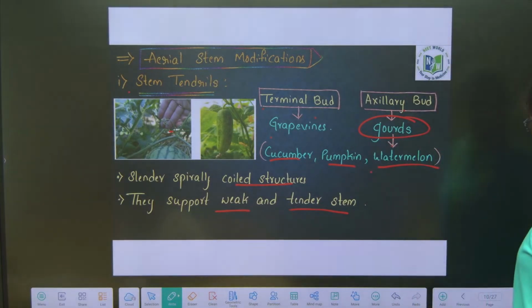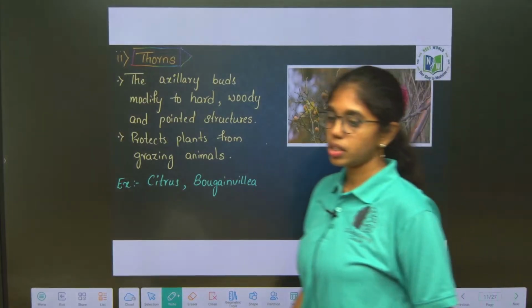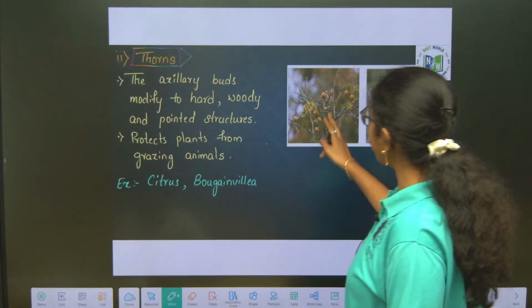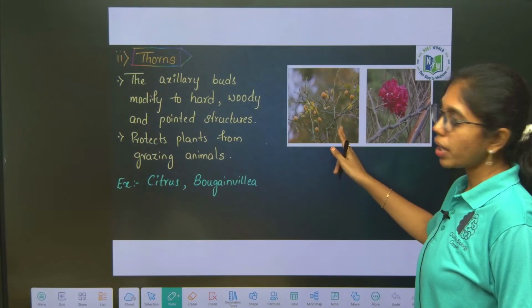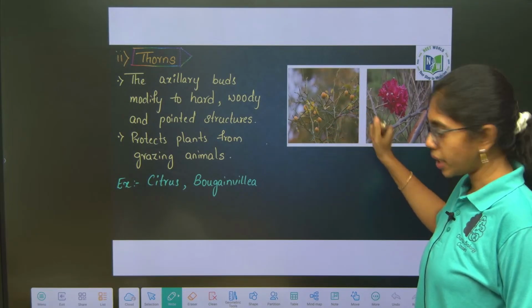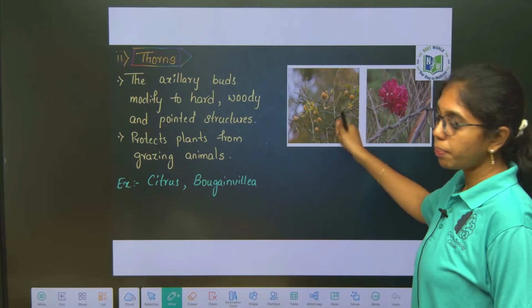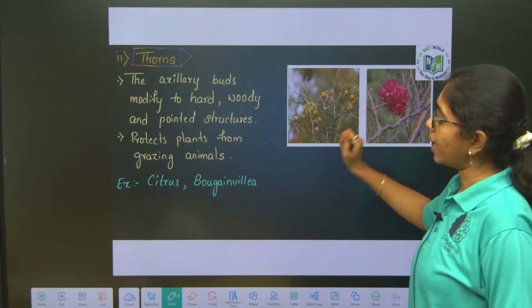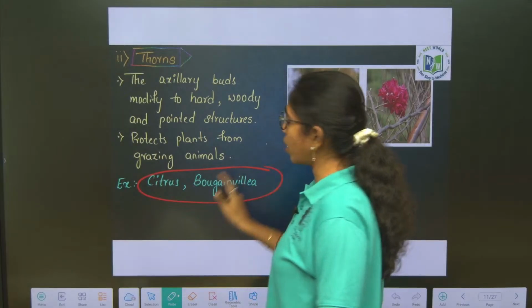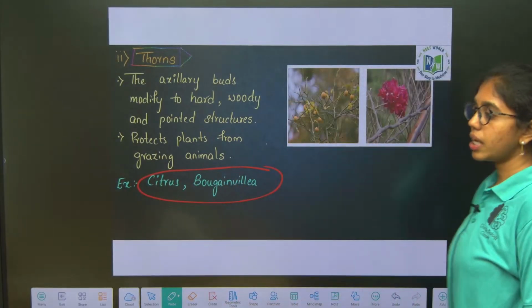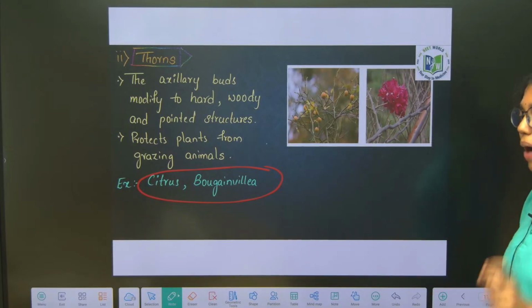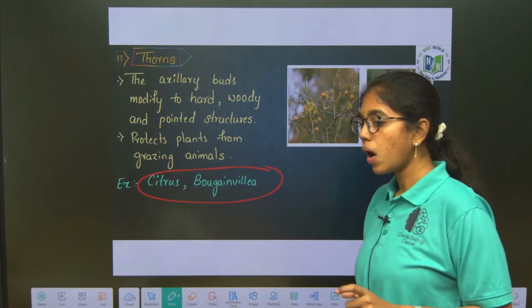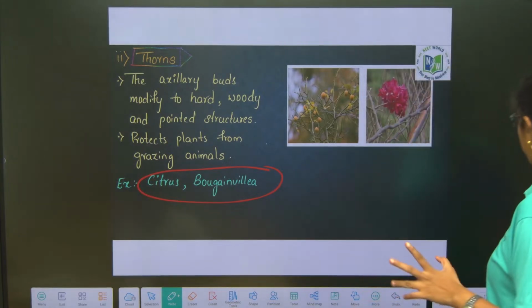Clear, right? Next is thorns. The axillary buds are modified to hard, woody, pointed structures. These are also modifications of what? Axillary buds and terminal buds. They will protect the plant from grazing animals. Examples include citrus and bougainvillea. So, stem tendrils or thorns, which part of the stem is getting modified? Axillary buds or terminal buds.